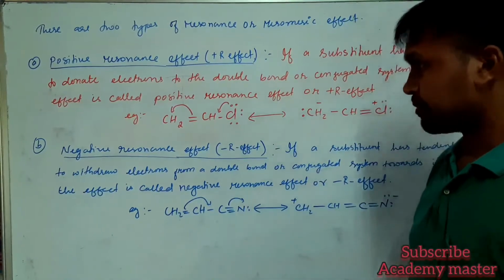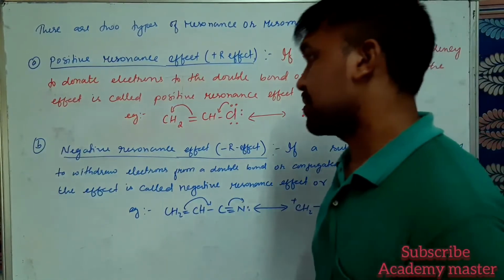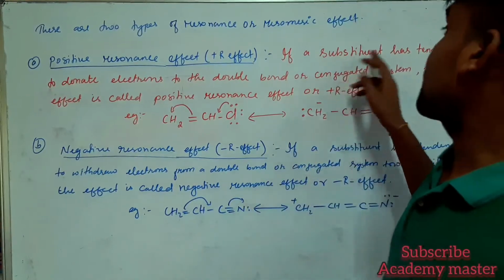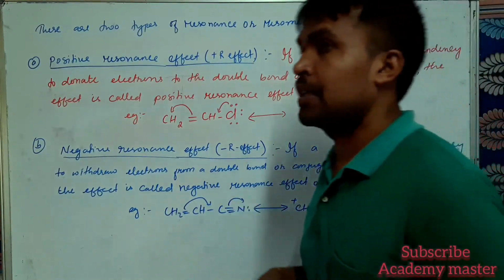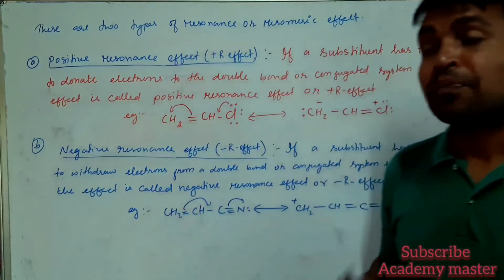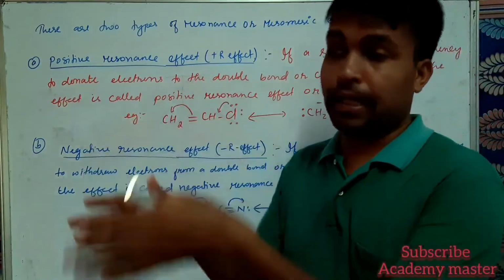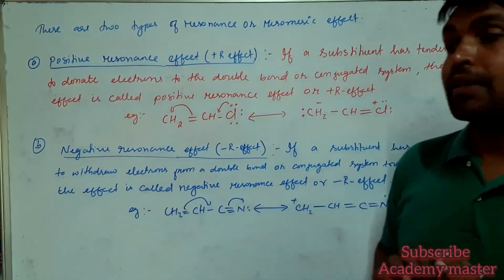So see here, what does it mean? If the substituent has the tendency to donate, that means the substituent which is present has the capability to give its electrons to the other. So when I give electrons to Mr.